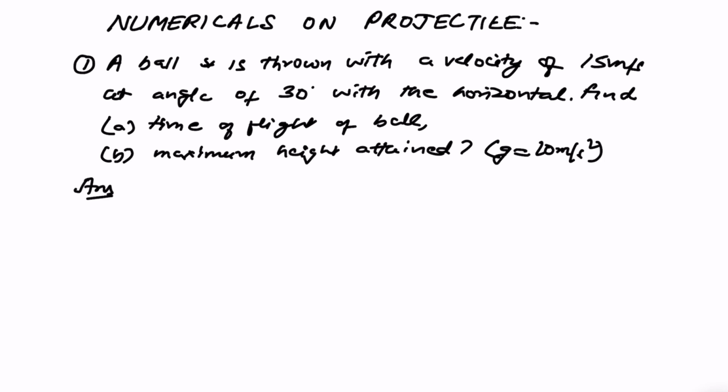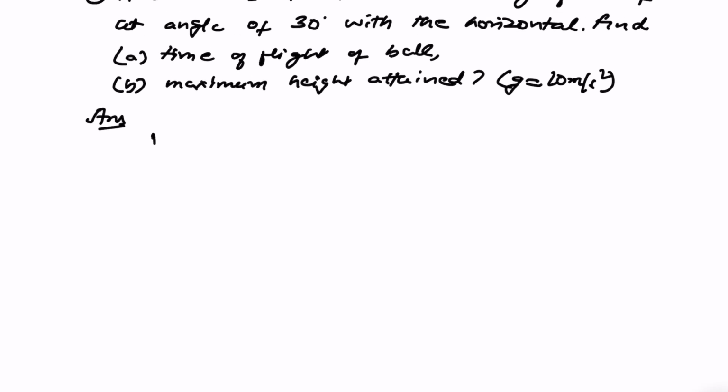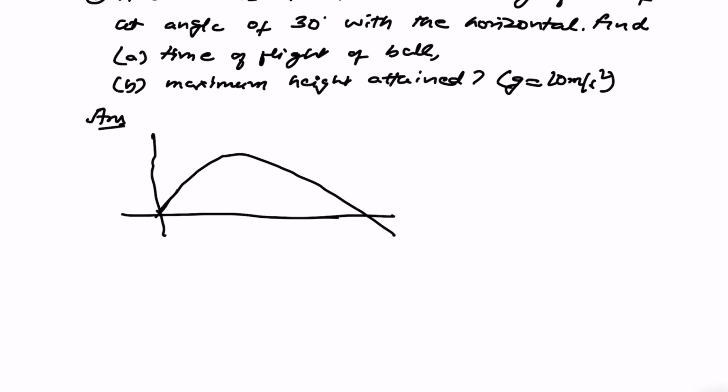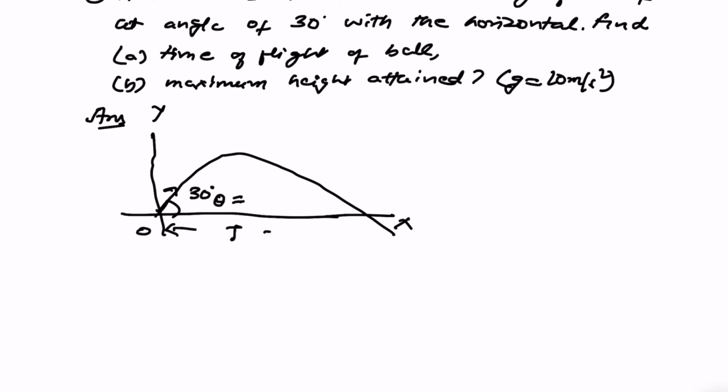Now, if I draw the diagram for this, say this is a person who is throwing the ball. The ball is thrown at an angle of how much? 30 degree. So this is the horizontal, this is the x-axis, this is the y-axis. So first of all, we have to find the time of flight, that is, how long the ball takes to reach here, and the second thing we have to find is the maximum height.